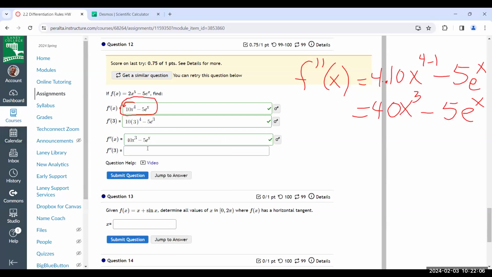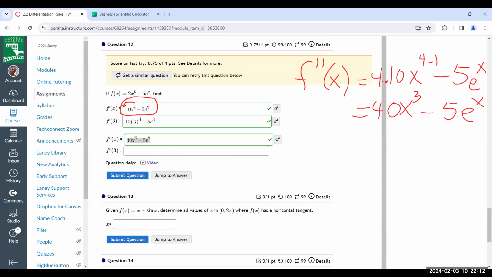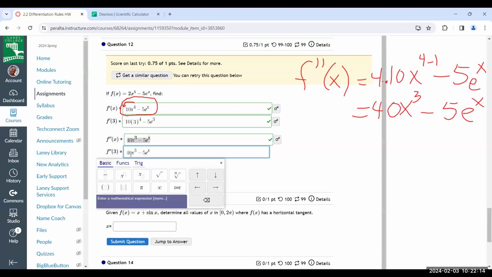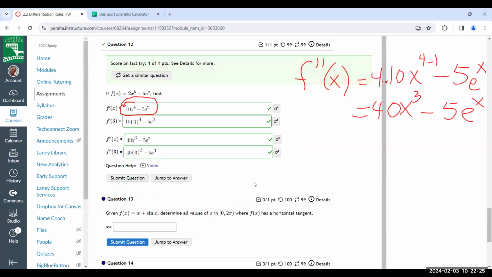And then we're asked to find f double prime of 3. Once again, I'm going to copy this and paste it. But if I put this in the calculator, I would just get an estimate because of that e. So what I'm entering right now is the exact answer, which is so much nicer. So yeah, let's look at one more example, and then hopefully you'll feel ready to do your homework.